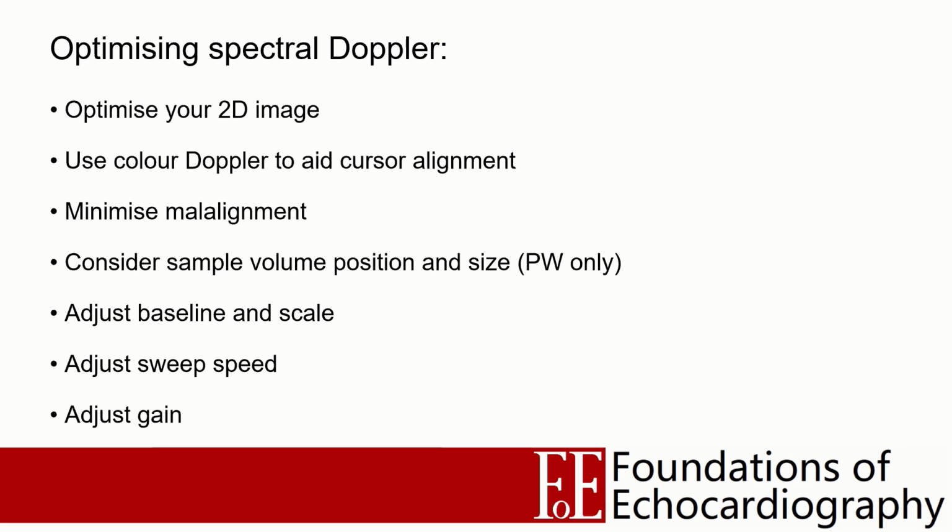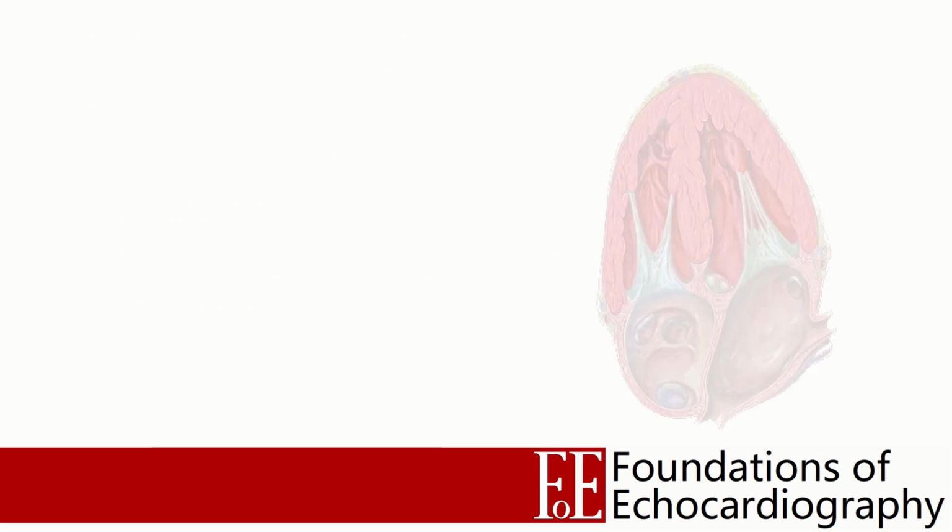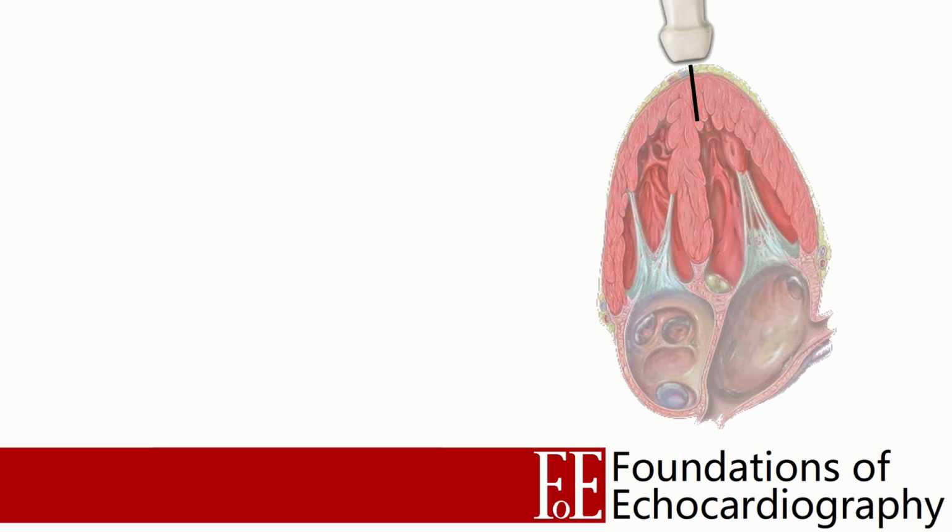So if you have poor quality color images, then you're very likely to have issues with your spectral Doppler. Once you've lined up your cursor, consider the difference between the path of the cursor and the path of the blood flow. You want to ensure that these are as well aligned as possible, and that you have minimized malalignment. If we look at this simulated apical 5-chamber view, we can see that there's a difference between the path of blood flow and our cursor.